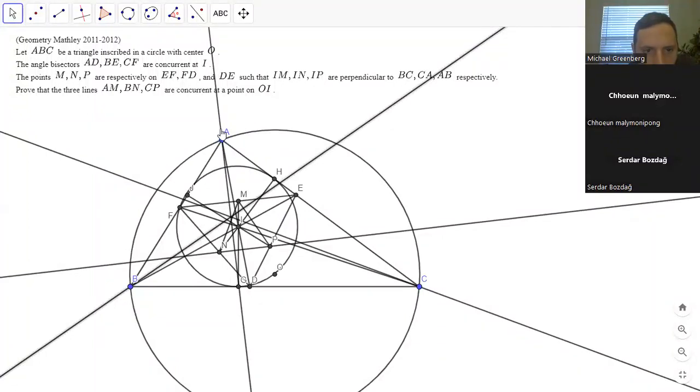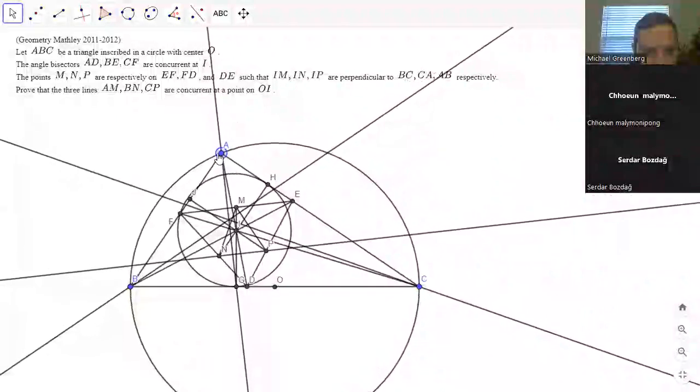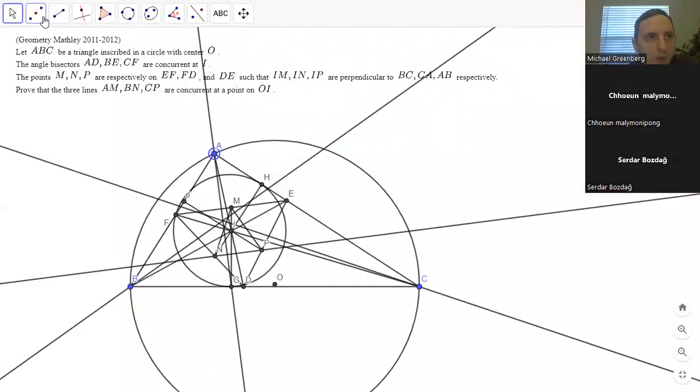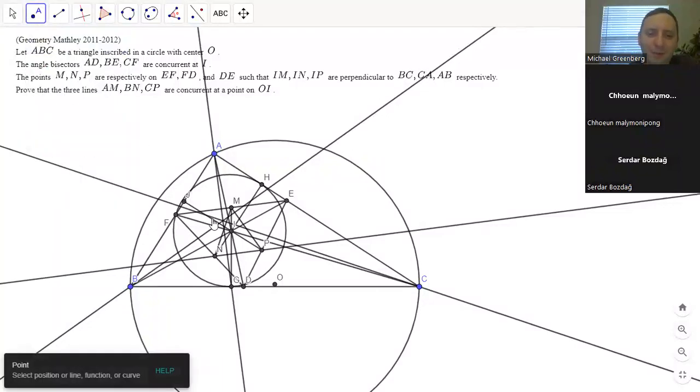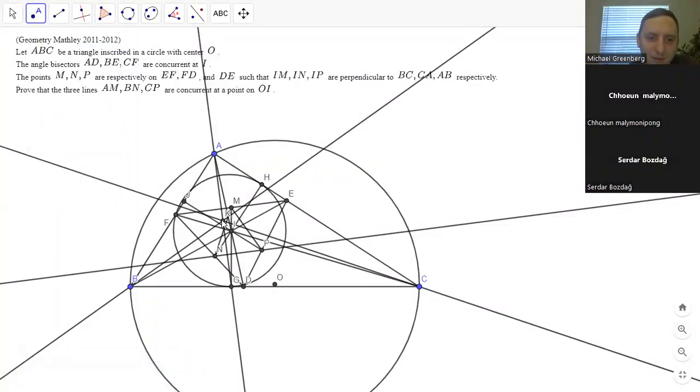If we can show that this intersection point is on IO, then we are done by Sondat's theorem. Oh, of course, Sondat's theorem. But of course we have to prove that AM, BN, and CP are concurrent. Yeah. Interesting.